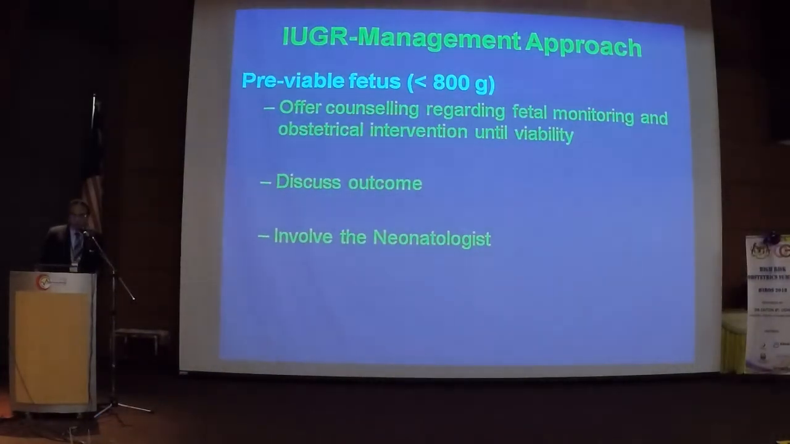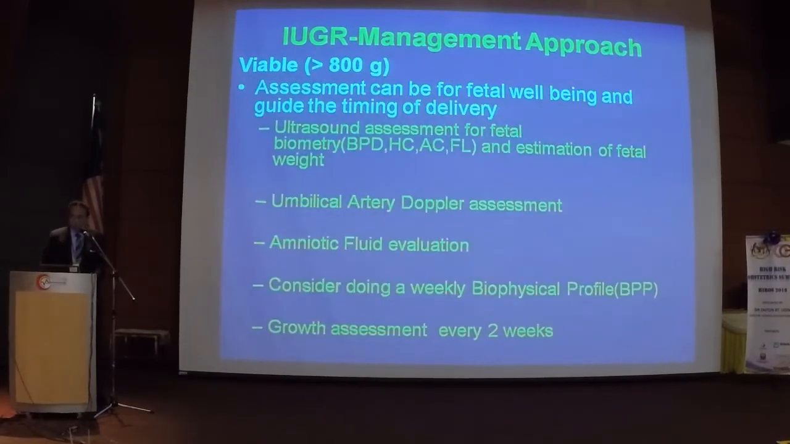So how do you approach? In our setting, one of the most important things when we approach management is looking at the gestation and the weight of the baby. If the baby is too small, we can't do much. In our setting, the cut-off is usually somewhere around 800 grams. We do a lot of counselling for the parents, we discuss outcomes, and we always involve the neonatologist to decide. But if the baby is more than 800, then we can do something about it.